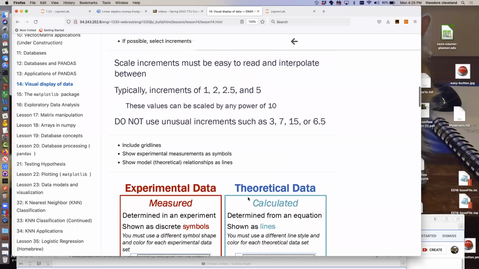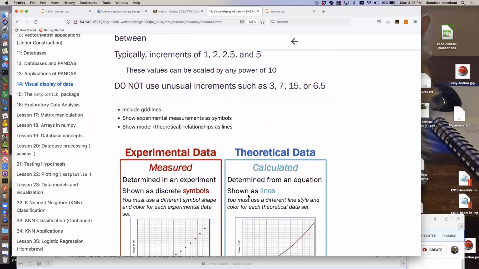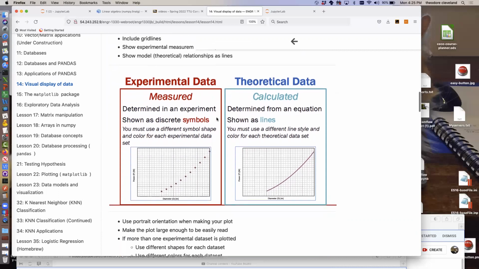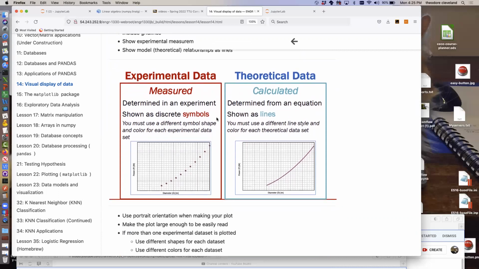Include grid lines, and I don't actually know the command for that. Show the experimental measurements as symbols, so that is important. And theoretical values are shown as lines. Okay, so now we're going to put up a plot, and I'm going to point to some things on it, because first I'm going to point out a major oxymoron.